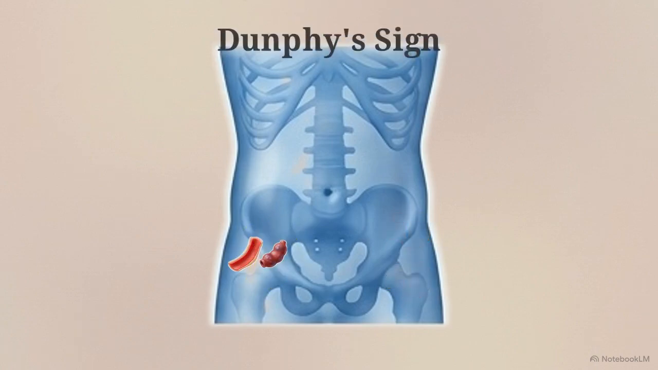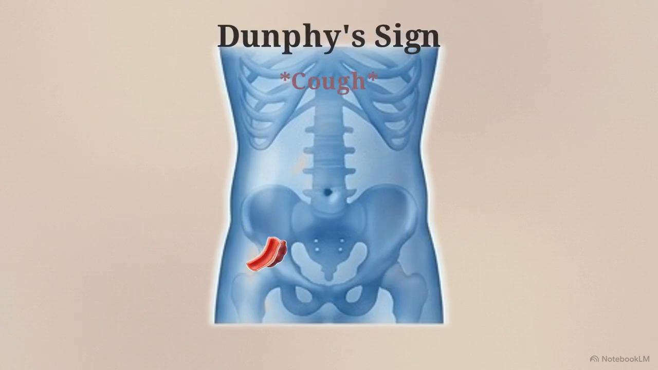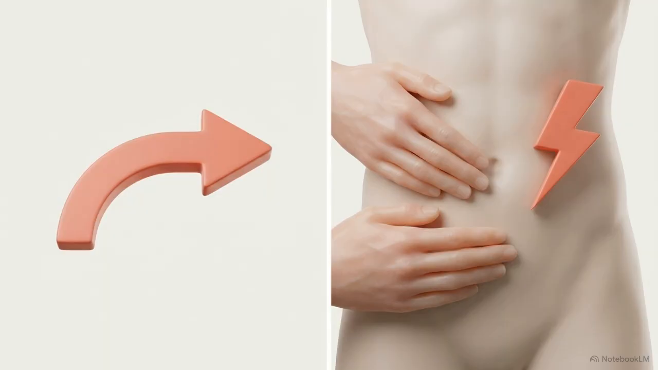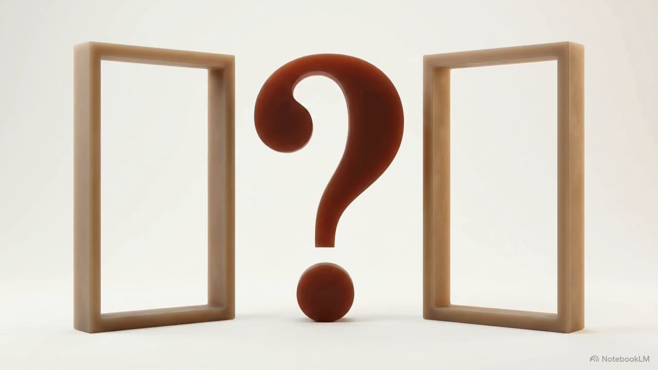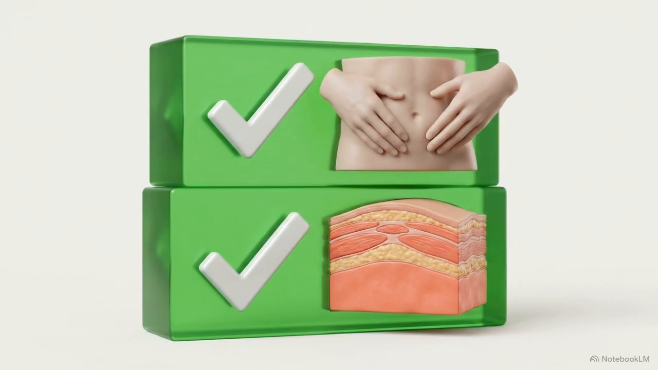Another indicator is Dunphy sign. Asking the patient to simply cough forces the abdominal muscles to contract rapidly, grinding against the inflamed appendix and worsening the localized pain. Take a second to test yourself. If a patient's pain recently migrated and they flinch on the right side when you press on the left, what is the clinical name for that sign, and what specific tissue layer is inflamed? That's Rovsing sign, indicating inflammation of the parietal peritoneum.